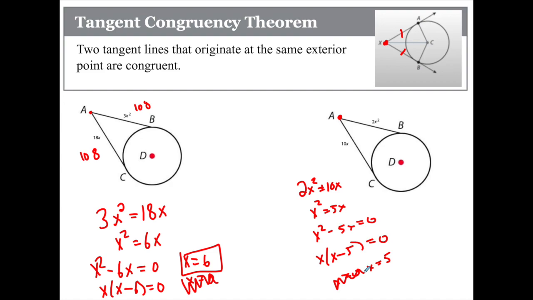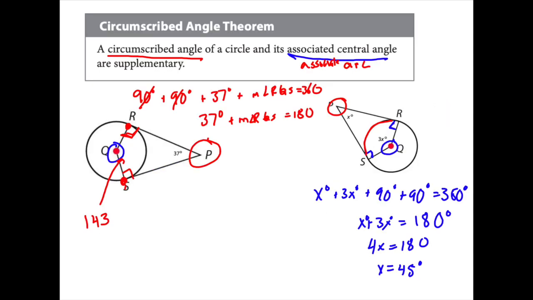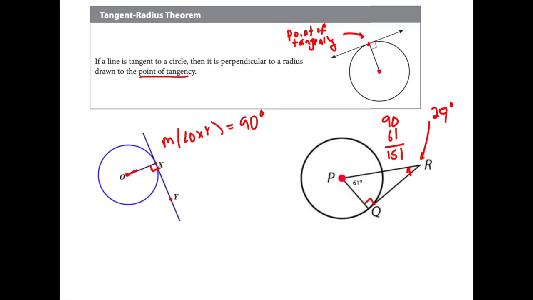Okay, so these are the three big things you need to know about tangents and circumscribed angles. 1, a tangent is always perpendicular to the radius connecting the center to the point of tangency, the point at which the tangent touches the circle.